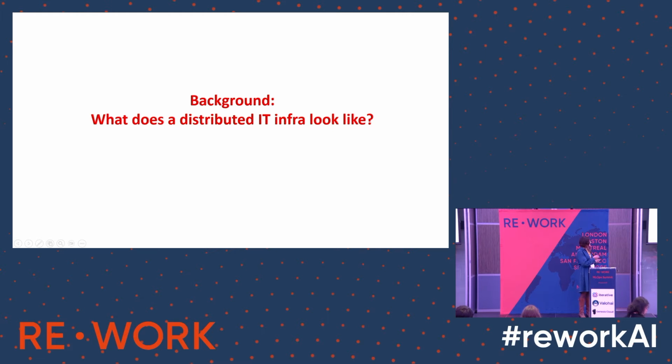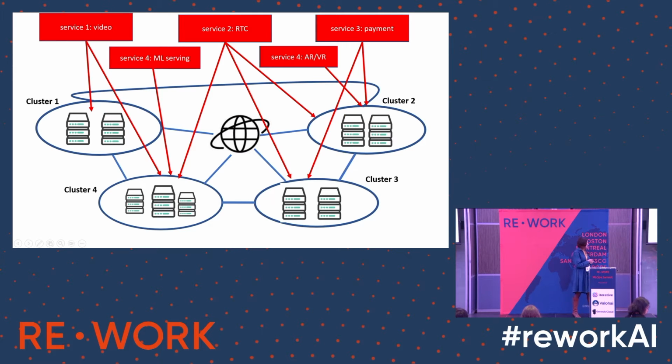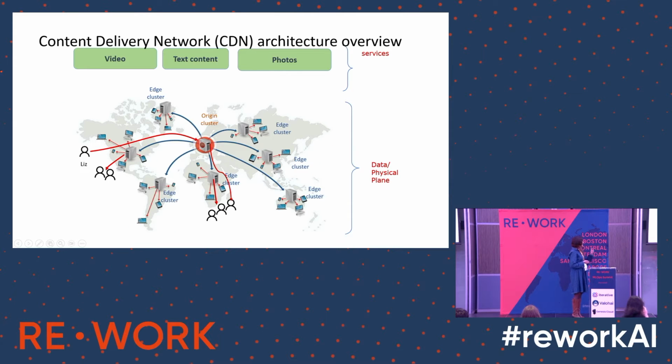So what does a distributed IT infra look like? At a high level, you can think of it as distributed clusters of servers connected to each other and to the internet, on top of which you have many apps and services running. Many services can run on the same cluster, and this is a concept we call multi-tenancy. An example of such infra is a content delivery network. You can think of a content delivery network as a network of edge clusters that ensure a reliable and fast delivery of static content, such as video, photos, and text to end users.